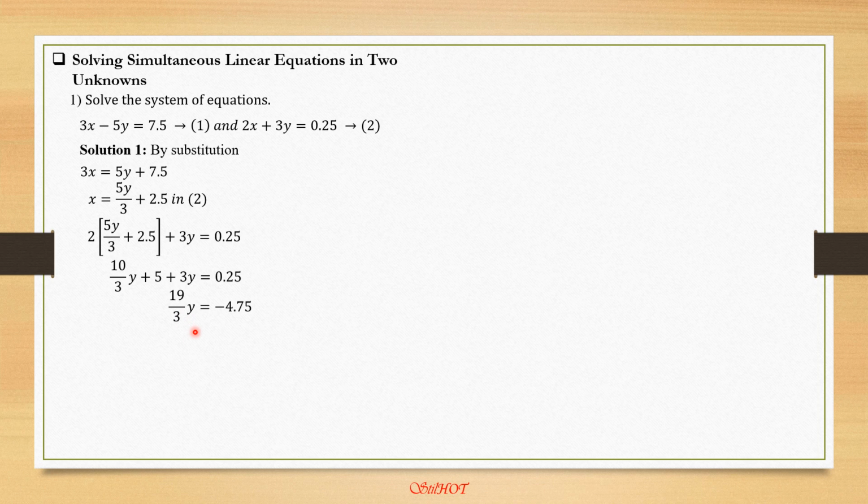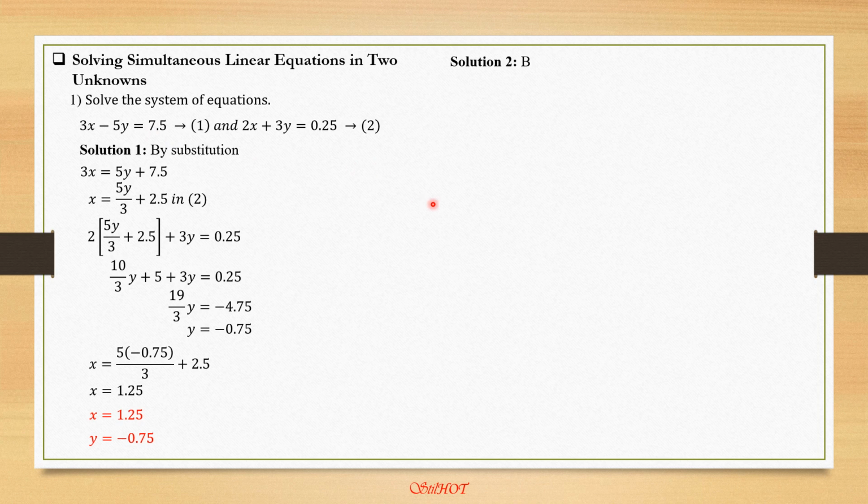So the left side becomes y, and the right side is 3 times negative 4.75 over 19, and that would be negative 0.75. Substitute this value of y into equation 1. So x, or into this equation, 5/3 of negative 0.75 plus 2.5. So that would be x equals 1.25. Then we will not check the answers because we have another solution by elimination method. So these are our answers by this method.